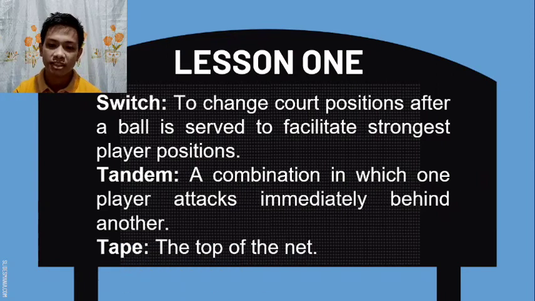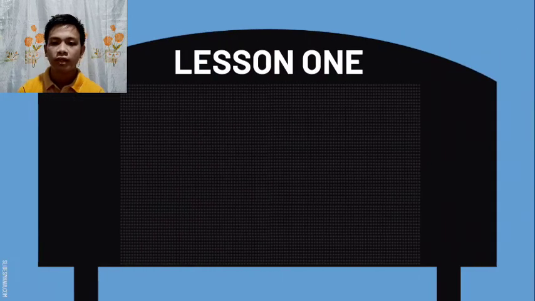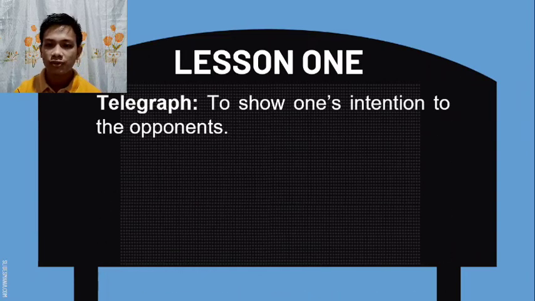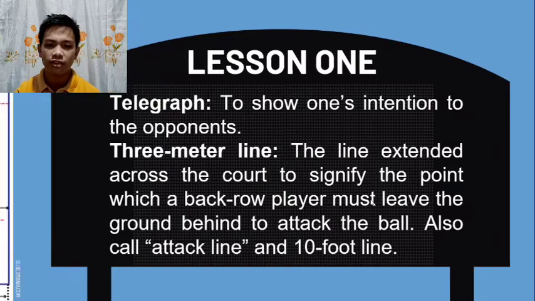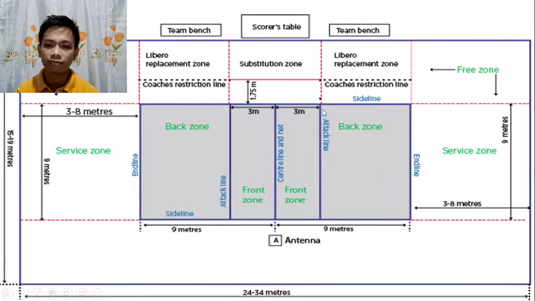Tape. This is yung white tape na nasa net, sa taas ng net. Next, telegraph, to show one's intention to the opponent. So, communication inside the court. Sa court nyo, telegraph. 3-meter line, the line extended across the court. Na-mention na yan earlier. So, attack line.